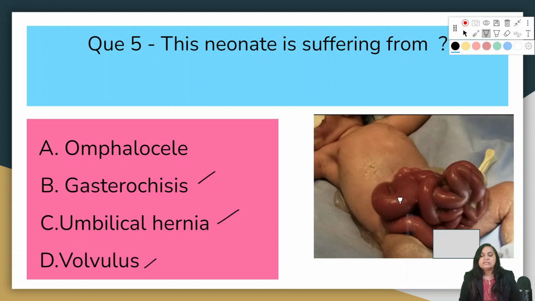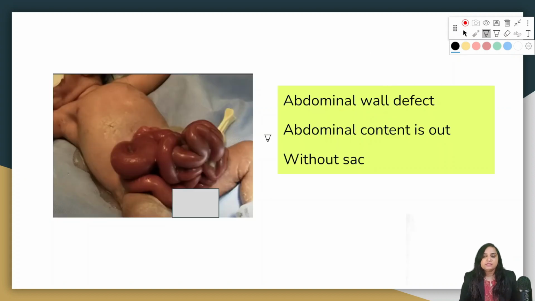Here we can see the content of the abdomen is herniated out and there is no sac. So it points toward gastroschisis. It is an abdominal wall defect. Abdominal content is out, but there is no sac.